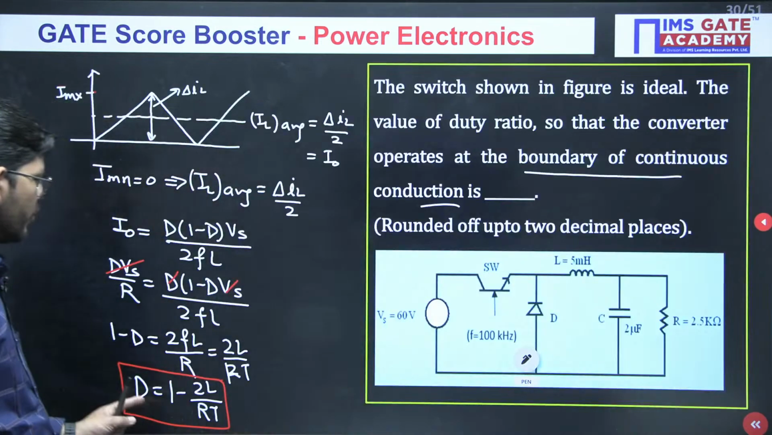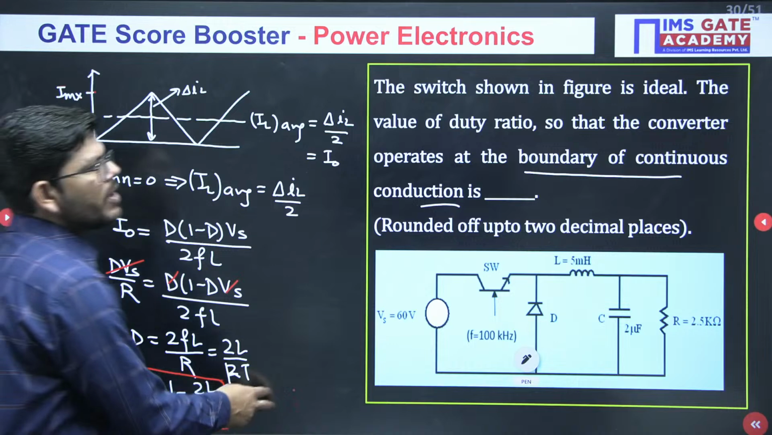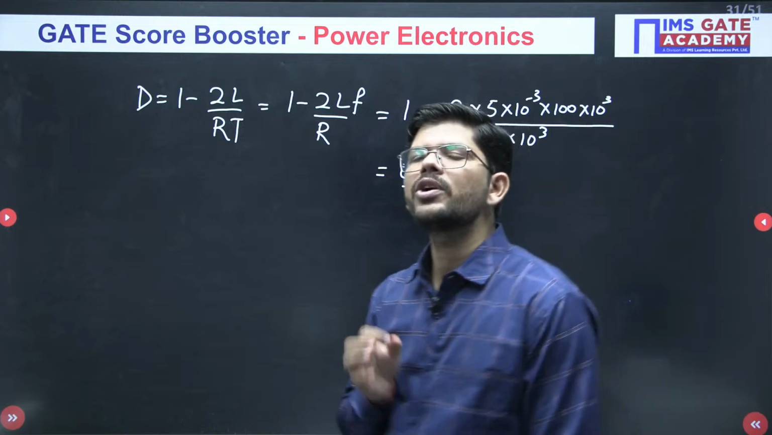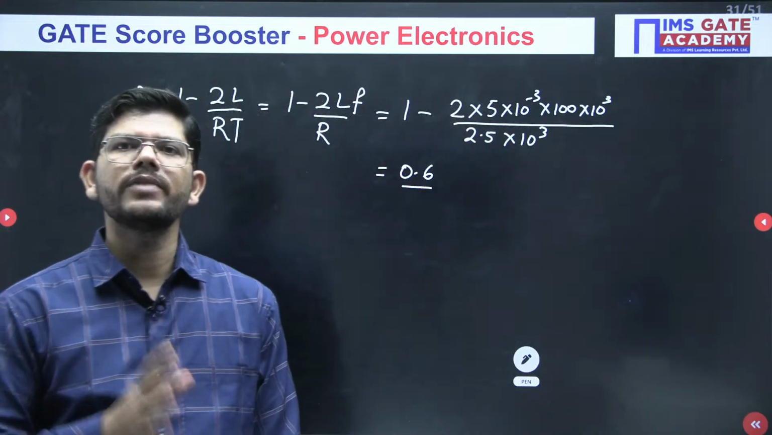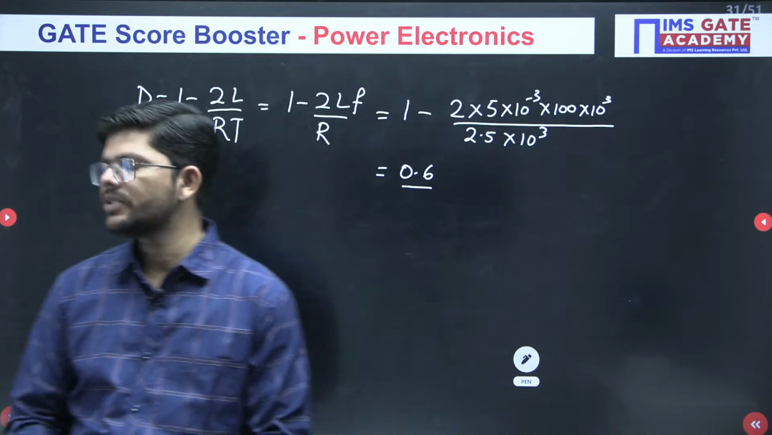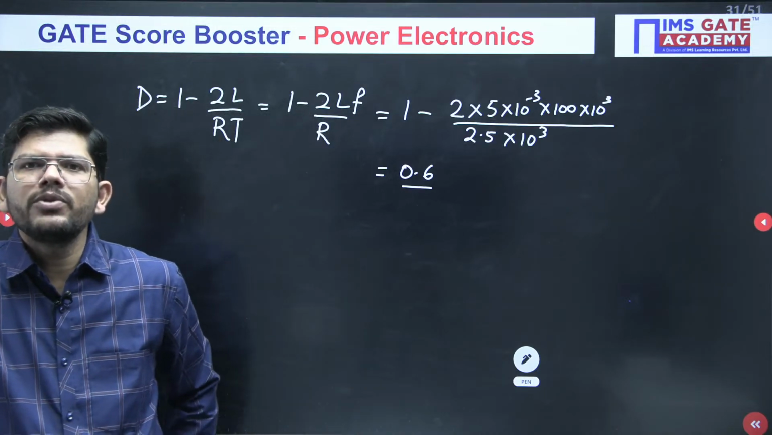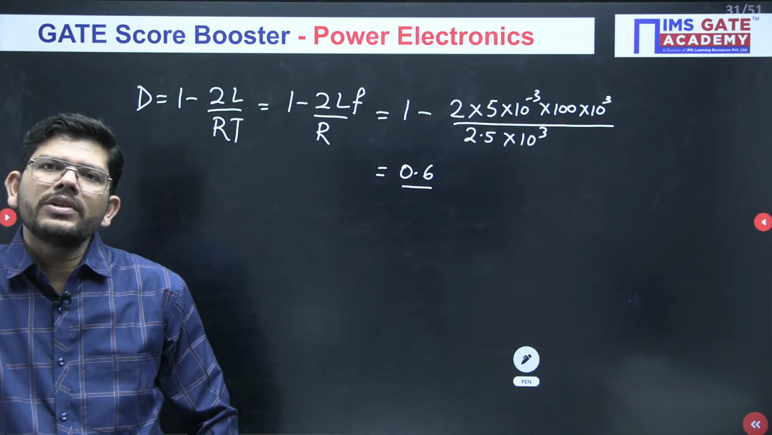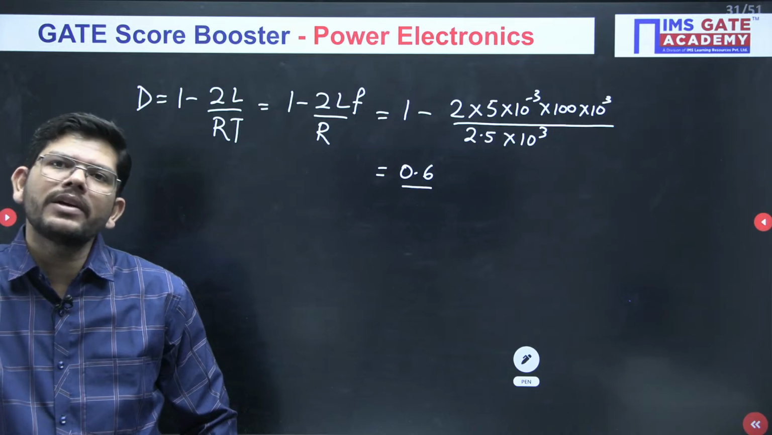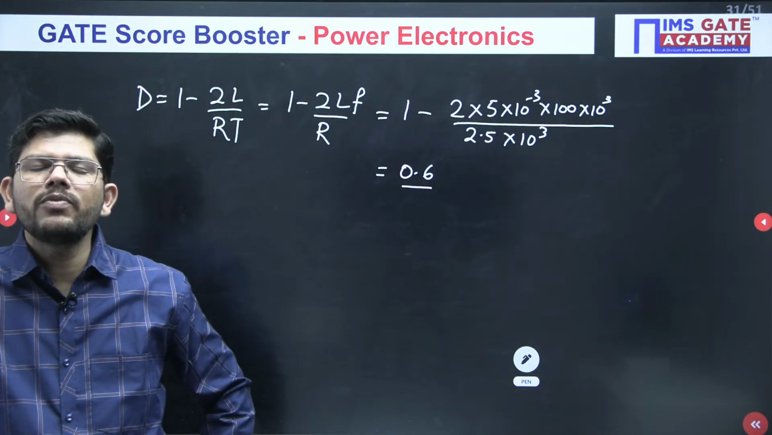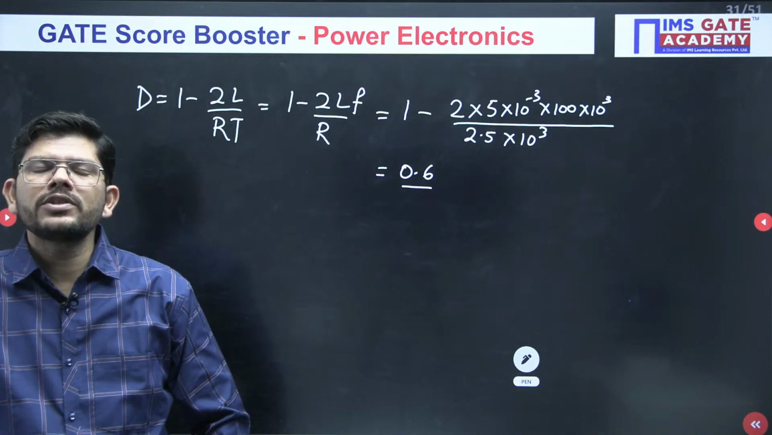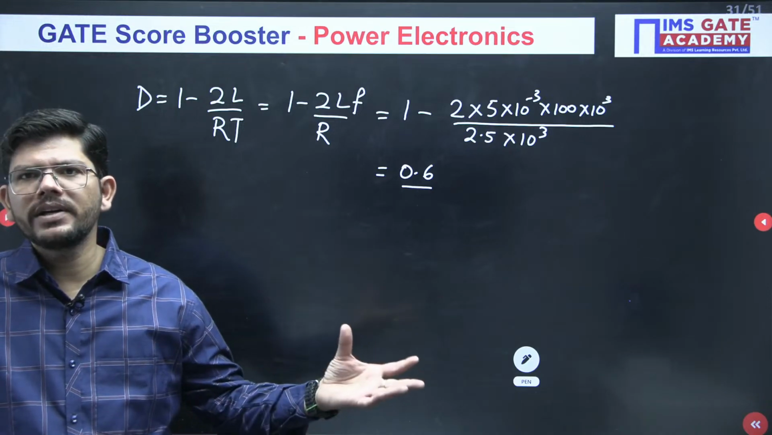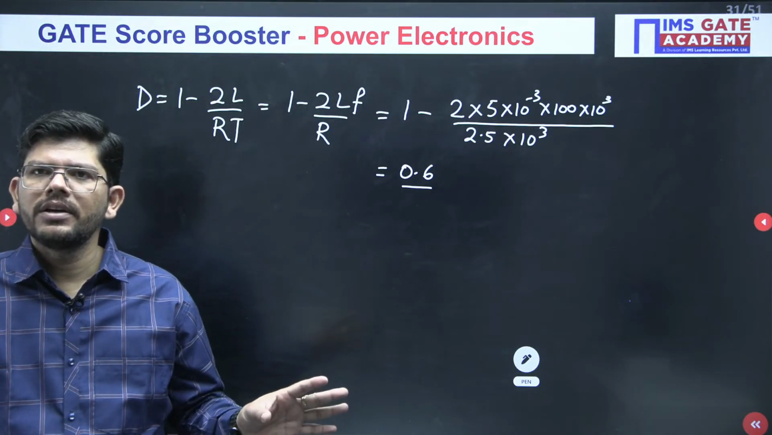This is a very important thing that you should know. If the converter is operating at the boundary of continuous conduction, I minimum will be 0. At that time, what is the value of D? D value is 1 minus 2L upon RT. Divya, is this fine with you? If the converter is operating at the boundary of continuous conduction, the D value for the buck converter, not for all the converters, will be 1 minus 2L over RT. In this way, you can calculate in boost and buck boost converter as well, and you will get different expressions.